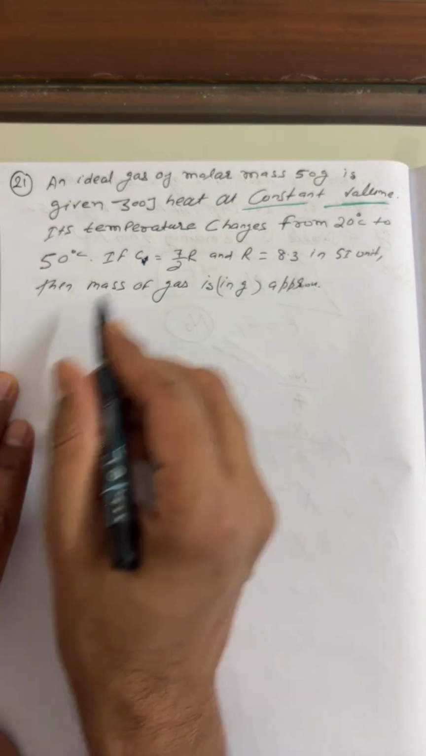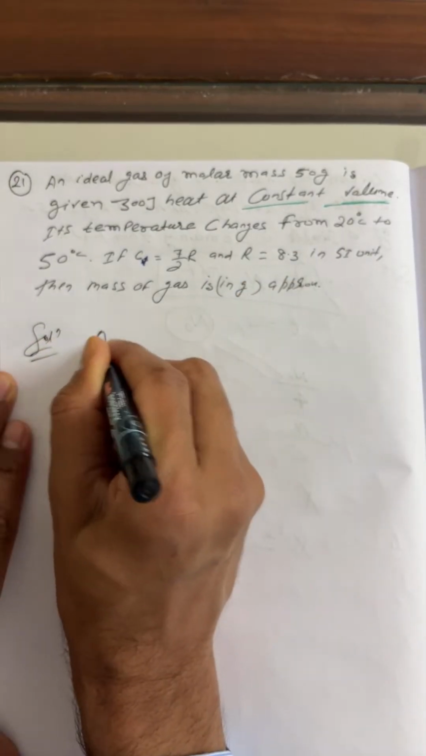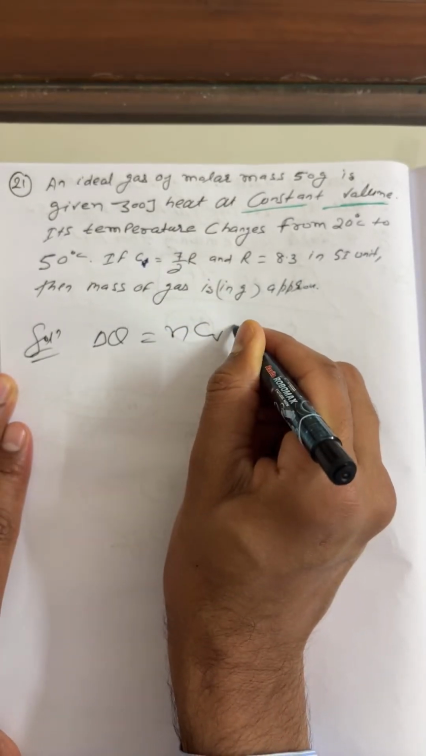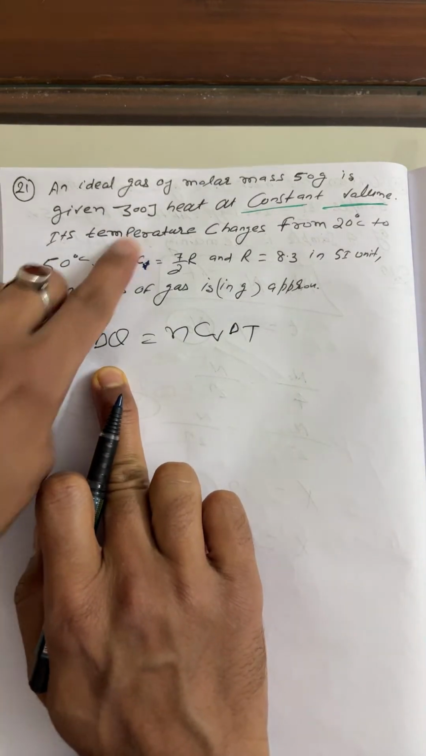Okay, so heat is mentioned. So you can use this formula directly. Delta Q is n CV delta T. Simple, beta.